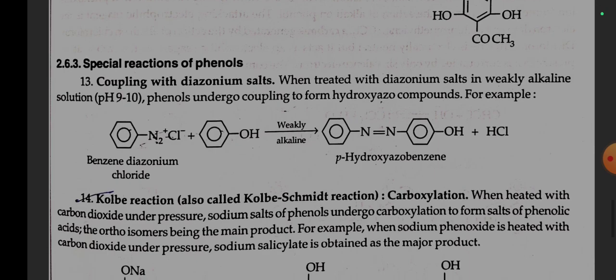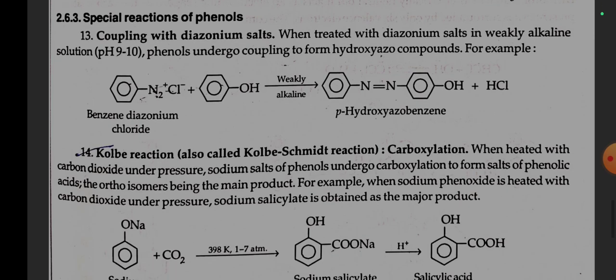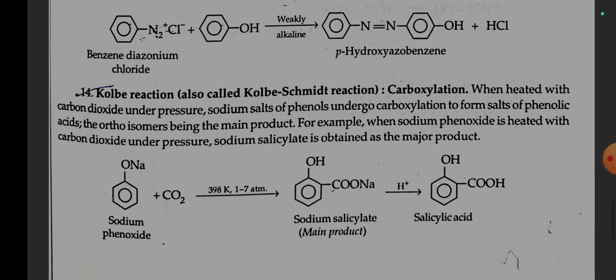Special reactions of phenol. 13. Coupling with diazonium salts. When treated with diazonium salts in weakly alkaline solution, phenols undergo coupling to form azo compounds. For example, benzene diazonium chloride plus phenol in weakly alkaline medium gives para-hydroxyazobenzene plus HCl.